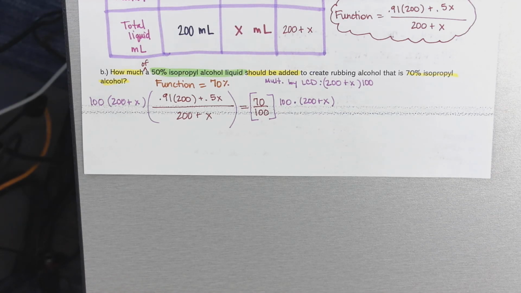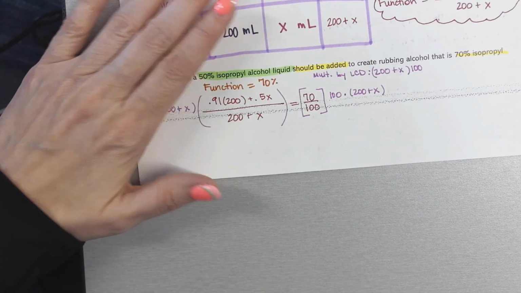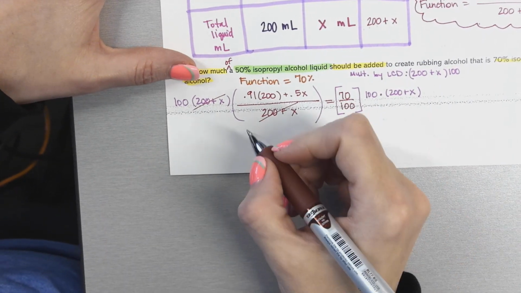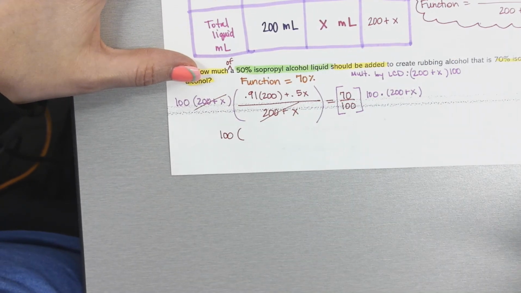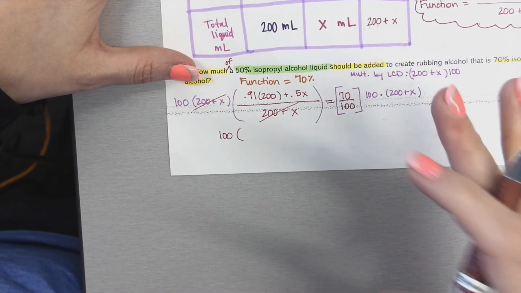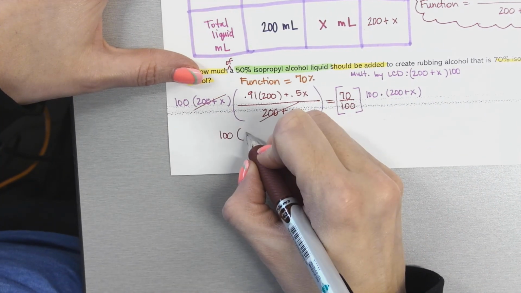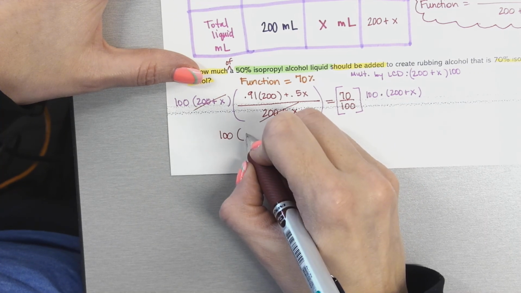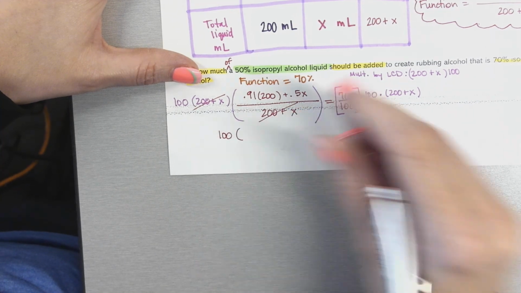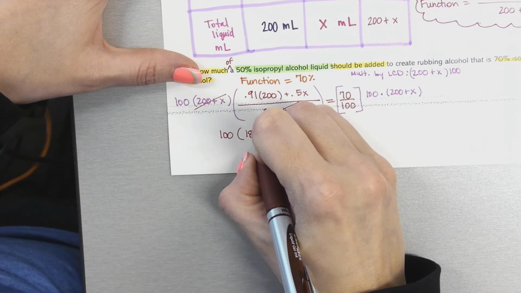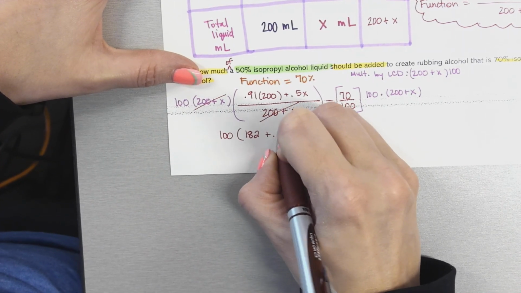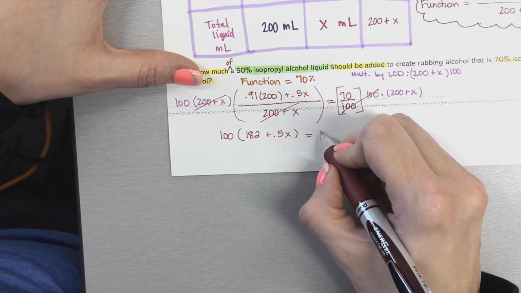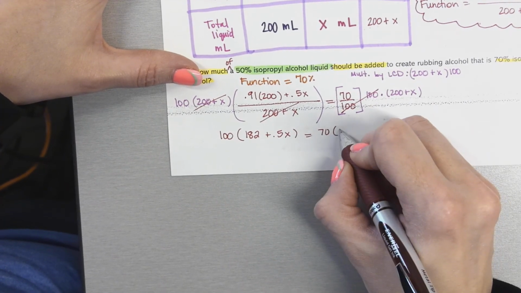All right, let's see how this went. So once you multiply, here these are going to cancel. So you have 100 times, and then when you do 0.91 times 200, what did you get? 0.91 times 200, yeah, what did we get? 182 is right, and then 0.5x equals, and then I did this in the next step.